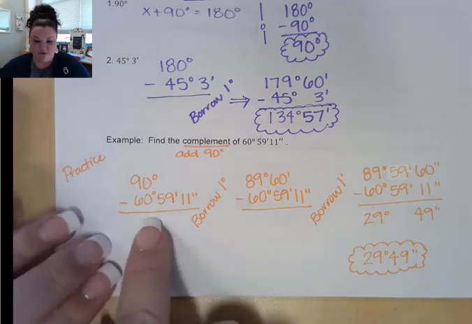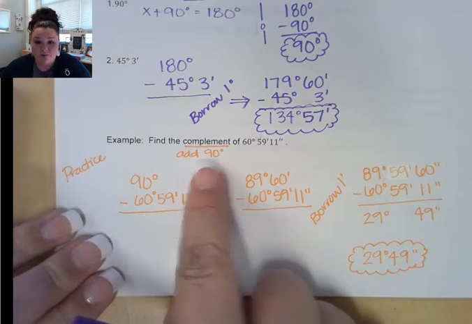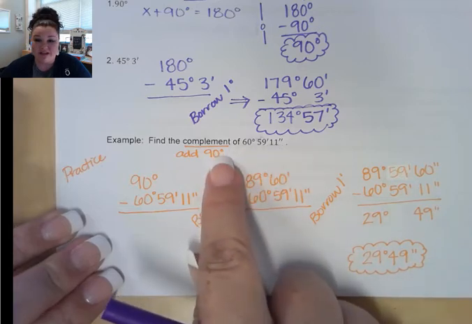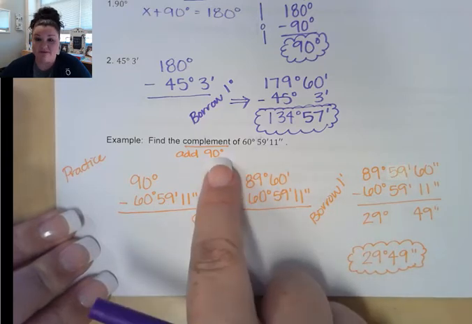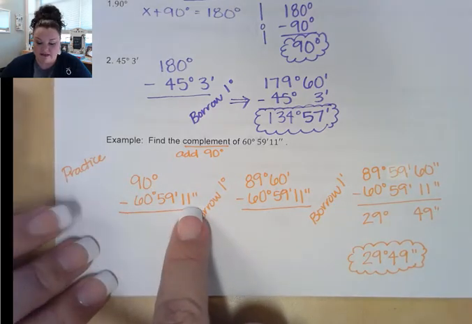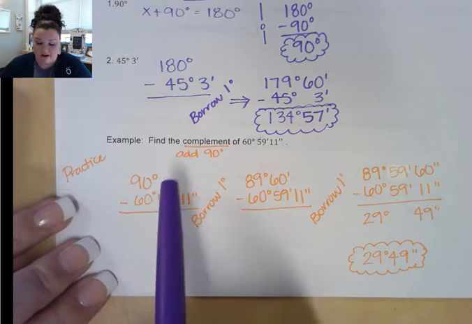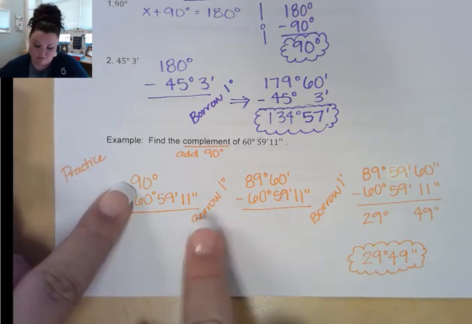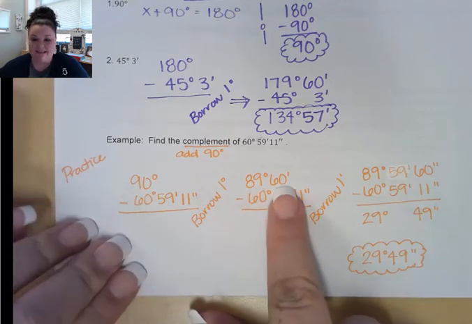So first thing we want to do is write it lined up, right? If we're trying to find the complement, we're trying to figure out what angle, when I add it to this angle, gives me 90 degrees. The easiest way to do that is to just take the given angle and subtract it from 90 degrees. So I have my 90 degrees and I'm subtracting this angle that they gave me, but I have an issue, right? I don't have any minutes here. So I'm going to borrow 1 degree. I'm going to take that degree away from the 90 degrees, which makes it 89 degrees. And I'm going to write that borrowed degree as 60 minutes.